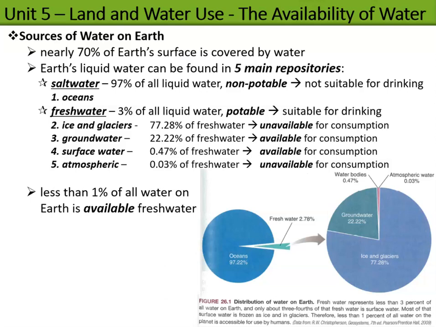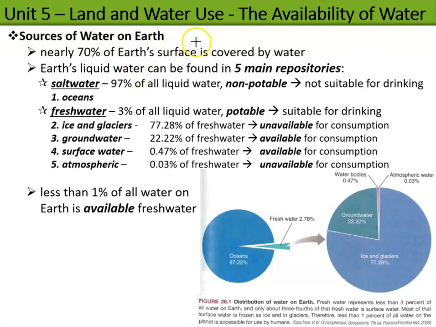All right, this is going to be the first in a series of videos for Unit 5. Unit 5 is about land and water use, and we're going to start off by talking about the water aspect here, and then we'll move into the land as we get further into the unit. The first topic we're going to cover is the availability of water.